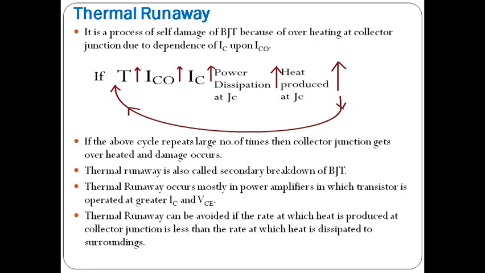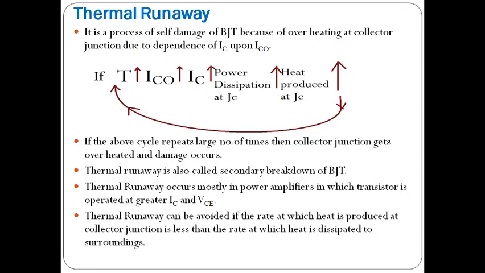Every transistor has a defined maximum power dissipation rating. It is defined by the manufacturer itself. When the dissipation is more than the maximum power dissipation rating, our transistor will be damaged. So when IC increases, the power dissipation at the collector also increases. When power dissipation increases, it appears in the form of heat. So the heat produced at the collector junction also increases. When heat increases, what happens?